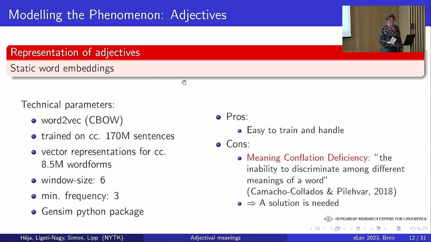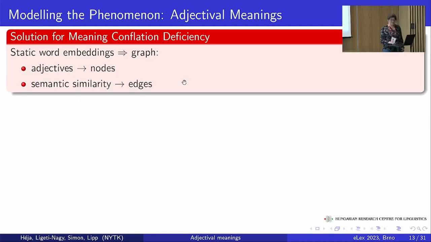And as probably all of you know, there are certain advantages. That is, they are quite easy to train and handle. But unfortunately, there is the quite famous meaning conflation deficiency. Accordingly, based on word2vec representation, we are not able to discriminate among different senses of a word. So for that problem, a solution is needed. And the quite obvious solution is converting these word2vec embeddings into graphs. I will show you that in what follows.